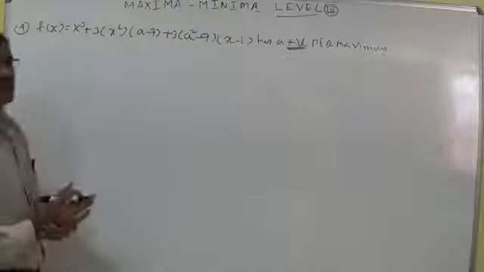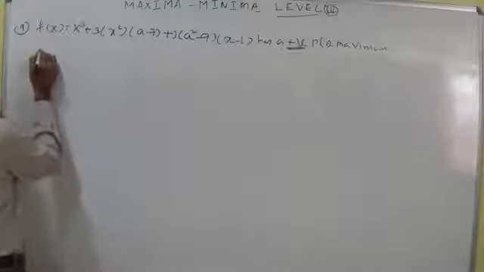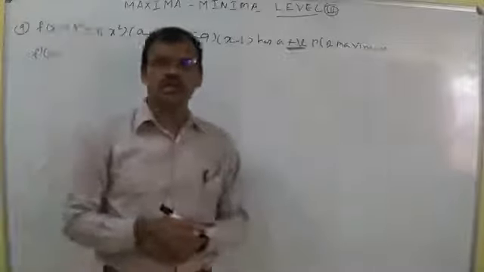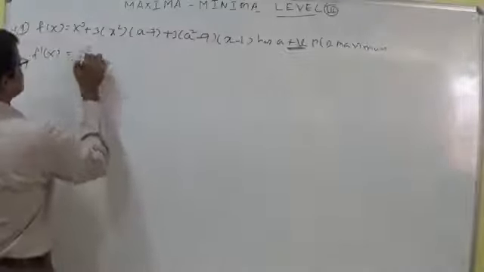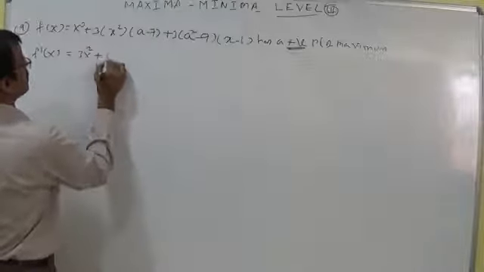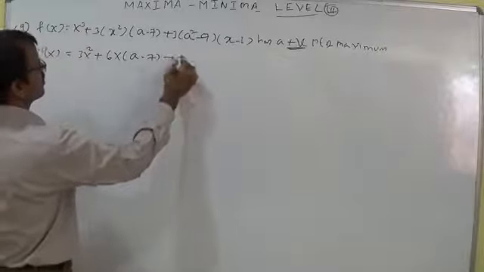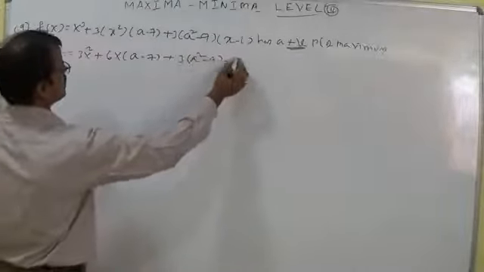This is a cubic curve. This is a cubic function. Now let us discuss f dash x to calculate whether the function has a minimum or maximum. So f dash x I am writing here. f dash x is equal to 3x square plus 6x into a minus 7 plus 3 into a square minus 9 is equal to 0, I am writing.